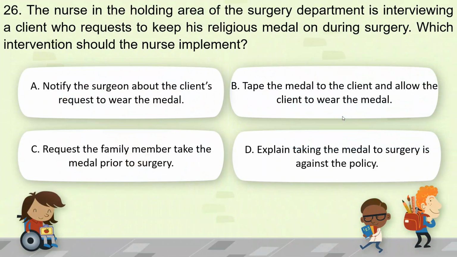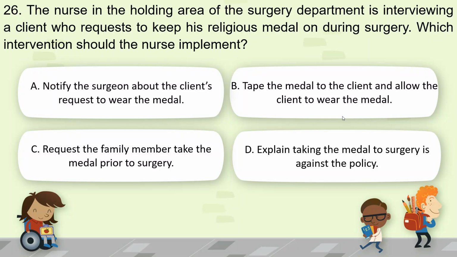26. The nurse in the preoperative area of the surgery department is interviewing a client who requests to keep his religious medal on surgery. Which intervention should the nurse implement? A. Notify the surgeon about the client's request to wear the medal. B. Tape the medal to the client and allow the client to wear the medal. Letter C, request the family member take the medal prior to surgery. Or letter D, explain taking the medal to surgery is against the policy.